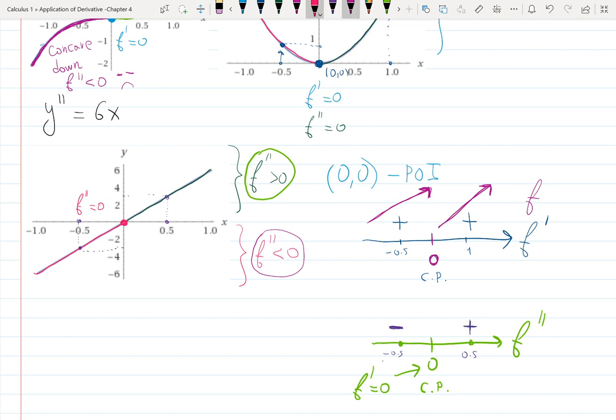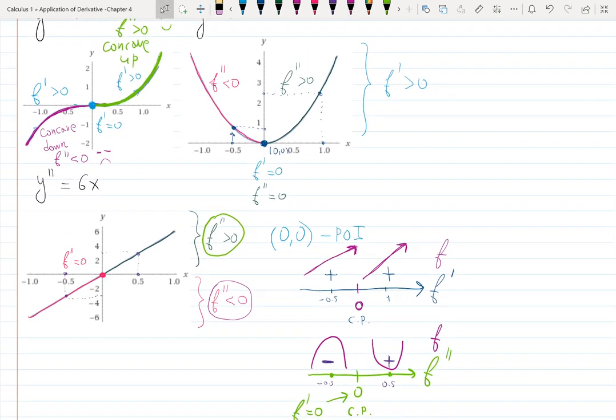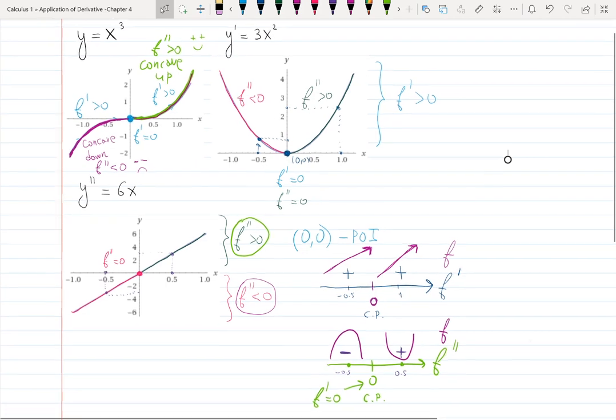Then I will use the same color for the original function f. I can say that my original function is concave down, a grumpy one, from minus infinity to 0, and concave up, a smiley one, from 0 to plus infinity. All this information matches the graphs we had before. It is indeed concave down from minus infinity to 0, and the green color was indicating concave up. And this is how you compare all 3 functions.